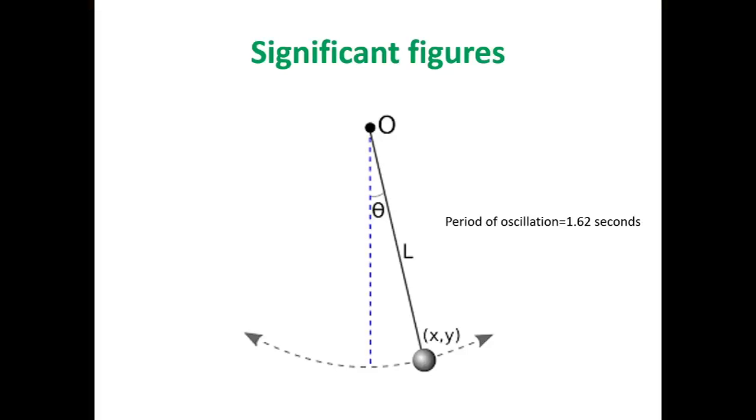Now, for an example, if you say that the period of oscillation of a simple pendulum is 1.62 seconds, then the digits 1 and 6 are reliable and certain, while the digit 2 is uncertain. Thus, the measured value has 3 significant figures.